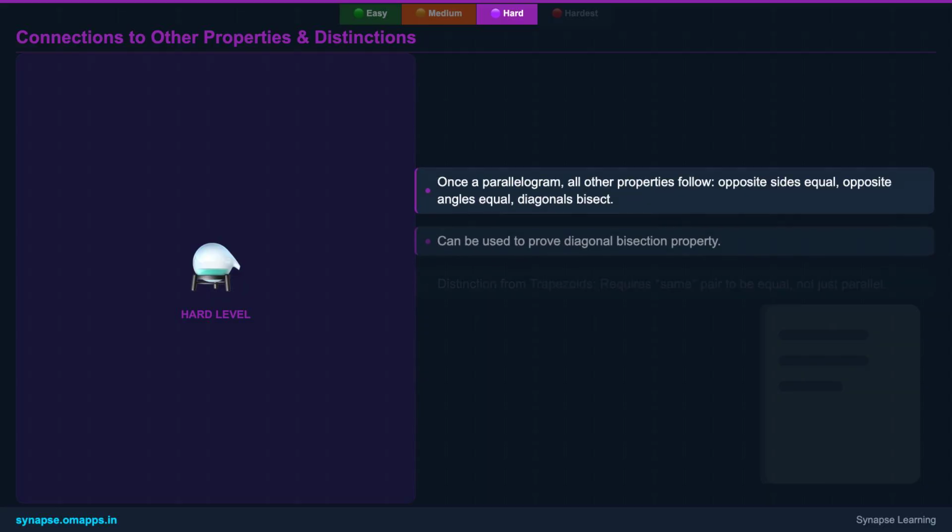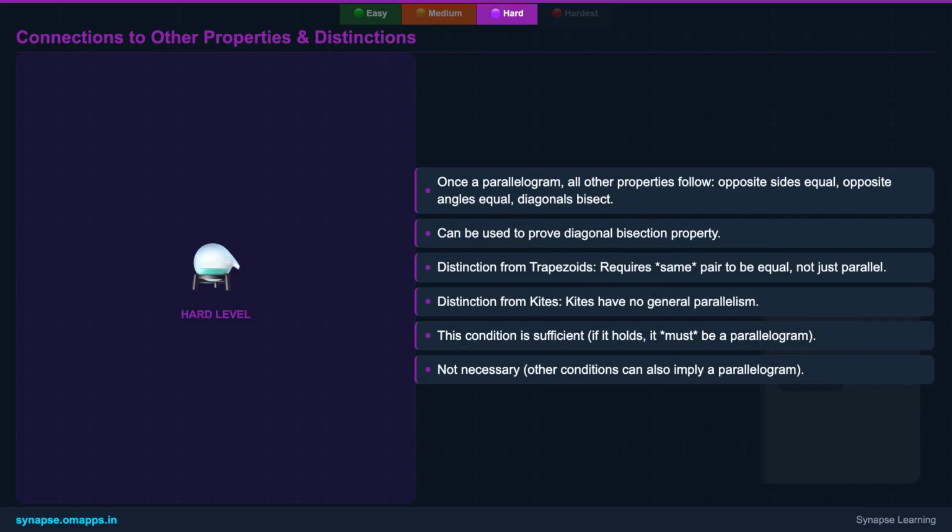Once a quadrilateral is proven to be a parallelogram using this theorem, all its other properties automatically follow. Both pairs of opposite sides are equal, both pairs of opposite angles are equal, and its diagonals bisect each other. This theorem is even used to prove the diagonal bisection property itself.